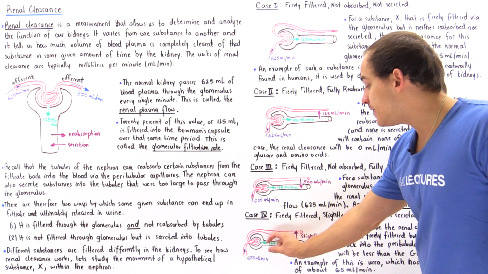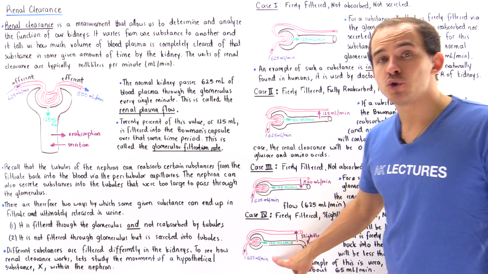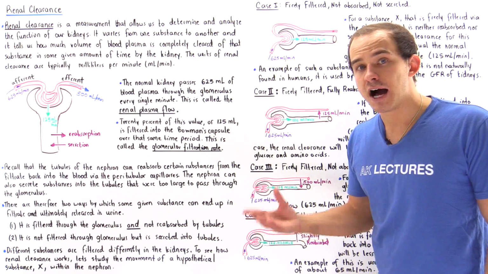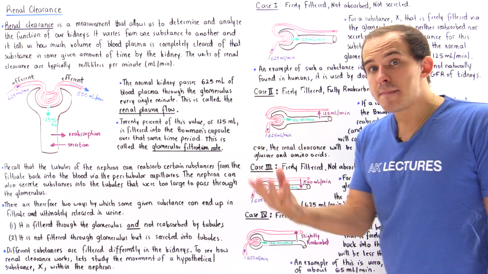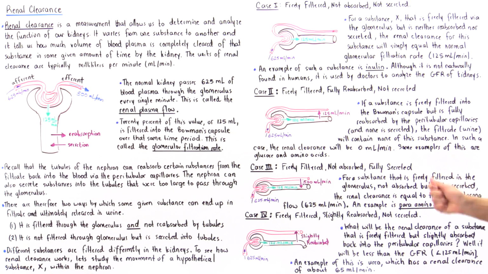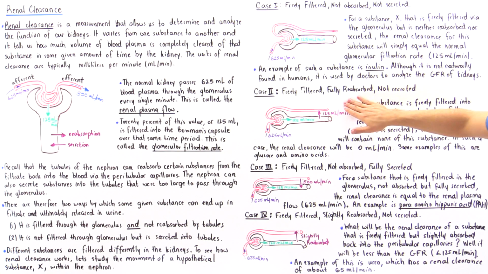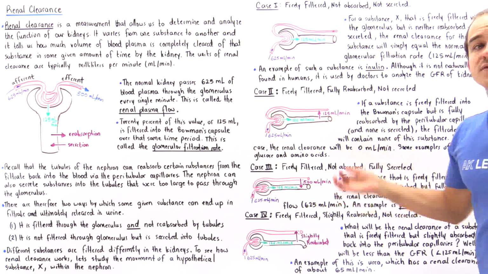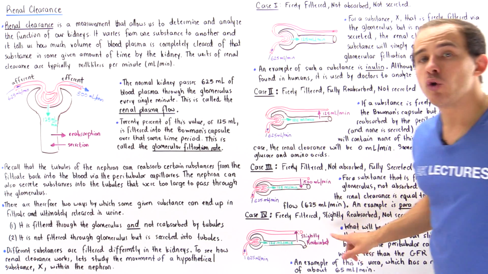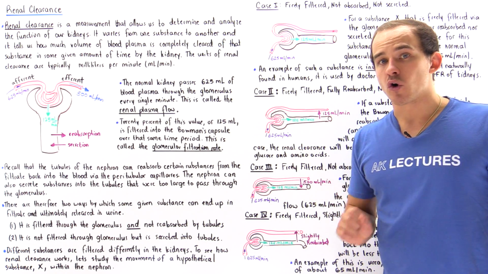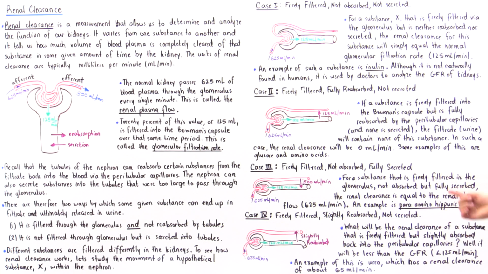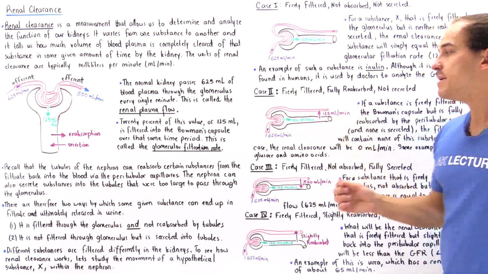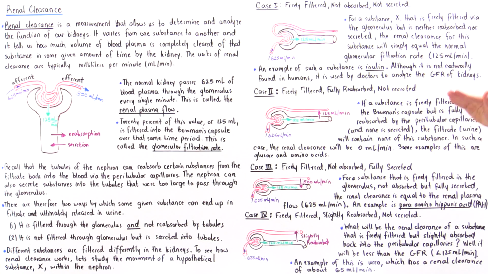But when the filtrate is traveling within the tubular section of our nephron, some amount is actually reabsorbed back into our body. Now, in the previous case, it was fully reabsorbed, so we had a renal clearance of 0. But in this case, only a slight amount was reabsorbed, and that means whatever the renal clearance is, it will be slightly less than 125 milliliters per minute, but it will be greater than 0 milliliters per minute.